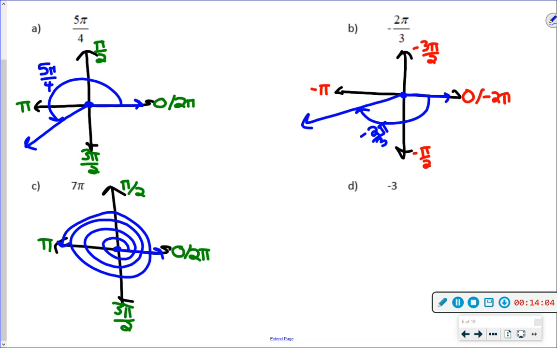Notice my 7 pi, my 3 full circles plus a half circle, my 3.5 circles, you end up at the same place as pi. Isn't it easier to just draw the 1 pi and end up in the same place? It is. And we're going to do that eventually when we start talking about coterminal angles. Angles where you land in the same final destination, but you take a different route to get there. Coming at you in a bit. All right, let's finish this.